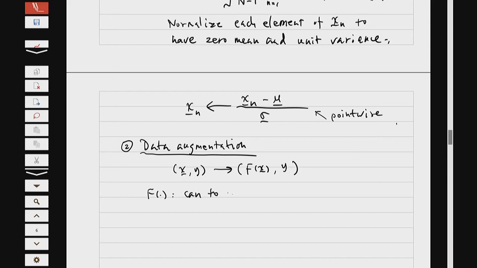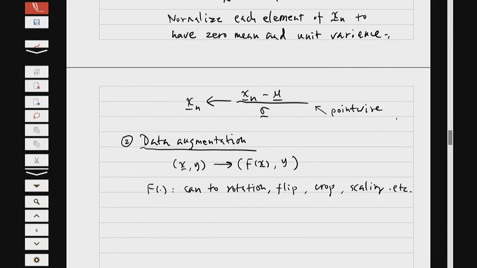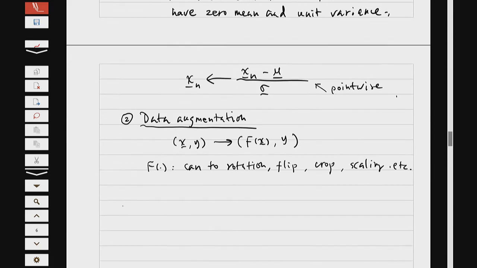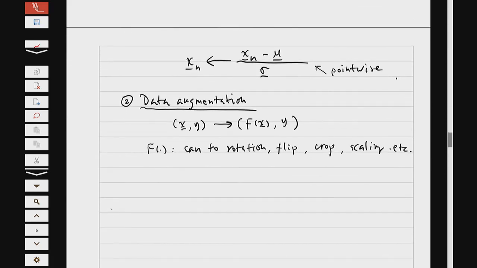It can be rotation, it can be flipping, it could be cropping, scaling, all of that. Just so that you make your data into a form that is easier for the neural network to process, for whatever reason. One of the big reasons would be lower dimensional data. If your original data has thousands or millions of dimensions, you might want to compress it into a form that's easier for the neural network to digest.